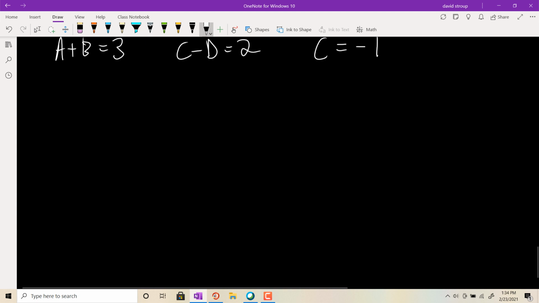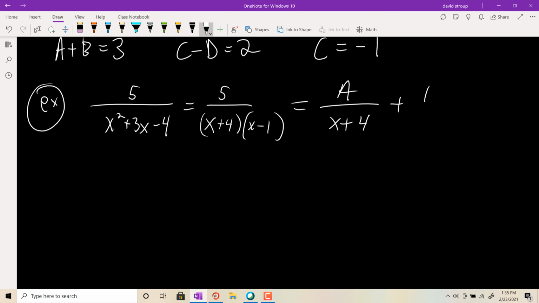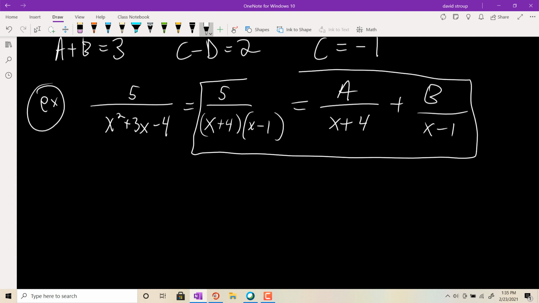Let's actually go and try one of these then on this example from the book. So I have 5 all over x squared plus 3x minus 4. The first thing I'm going to do is factor the denominator if possible. So it looks like it is: x plus 4, x minus 1. So the partial fraction decomposition setup is going to be a all over x plus 4 plus b all over x minus 1. And this is the starting equation that I need.